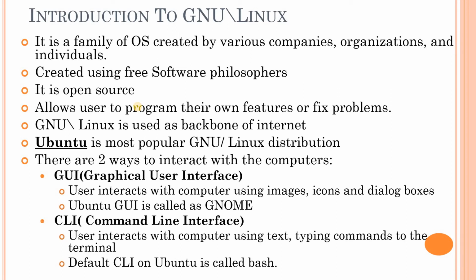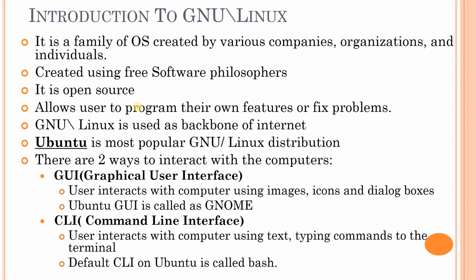The next type in which we can interact with this operating system is CLI. CLI stands for Command Line Interface. In this type, we have to type the commands on the terminal. If we are using the command line interface, then we type certain commands to get the work done. The default CLI on Ubuntu is known as Bash. This is about the Linux operating system and how it works.